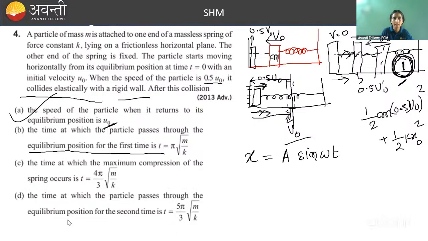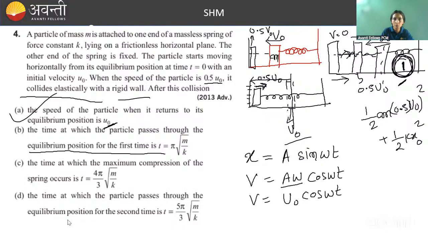t. Okay? And this velocity you can write as A omega cos omega t. So this is the maximum speed, right? So V equals u naught cos omega t. Now we can calculate the time when it will go from equilibrium position to the point of wall. Going from equilibrium position to the point of wall means its speed will become u naught by 2, right? So here you write u naught by 2 equals u naught cos omega t.